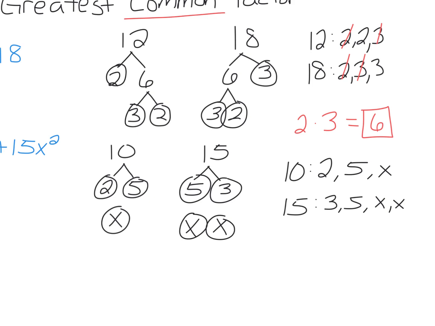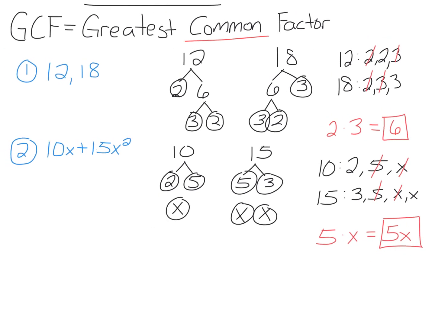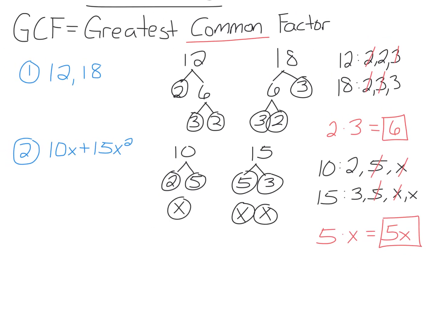Okay. Now that we have our factors, we want to do what's in common. What do they have in common? A 5 and an x. Do they have anything else? Nope, so multiply those together. 5 times x gives us 5x. Okay. Any questions so far on finding the greatest common factor?